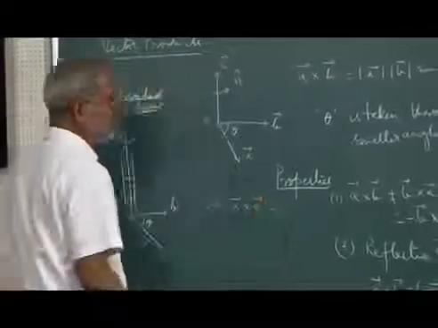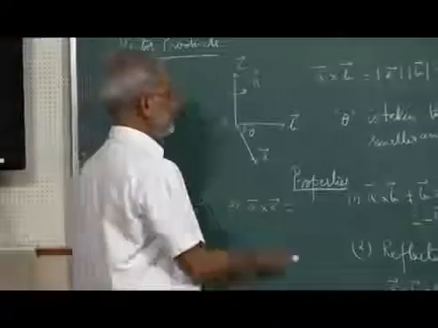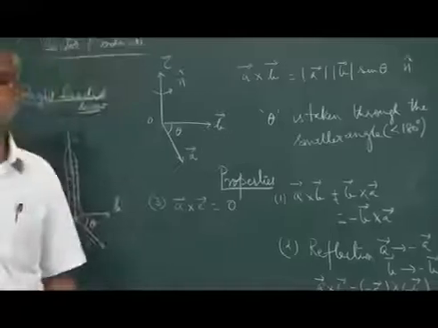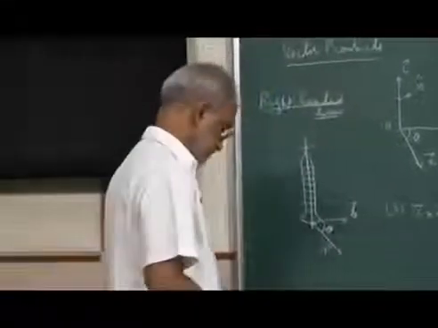What is A cross A? Because the angle is going to be 0, therefore it is 0. So the cross product of any vector with itself is 0.